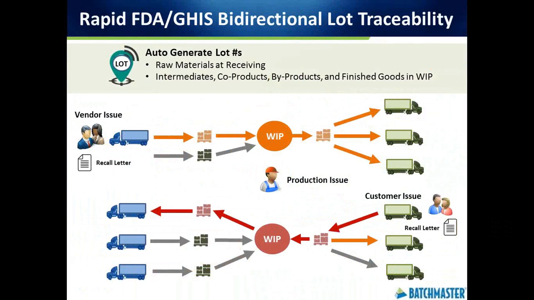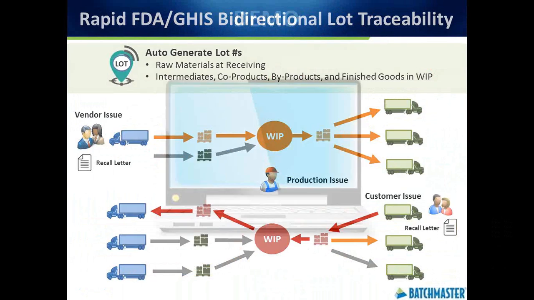Once it's out the door, certainly if you're dealing with FDA, FSMA, SQF, advanced food safety certification, BRC or SQF, it's important that you comply with product traceability and recall codes. And we do that. Not only do we capture lot numbers, but we can auto-generate the lot numbers along the way.